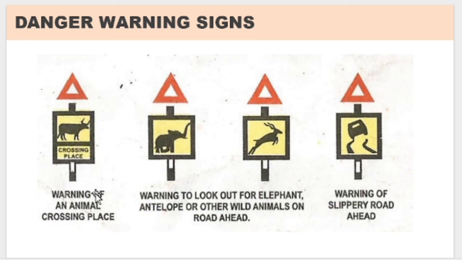Here is a warning of an animal crossing place. Okay, so as you can see, crossing place here. So this is when animals like cows cross from one side of the road to the other, right? So here we have this sign. Here's a warning to look out for an elephant or an antelope or other wild animals on the road.